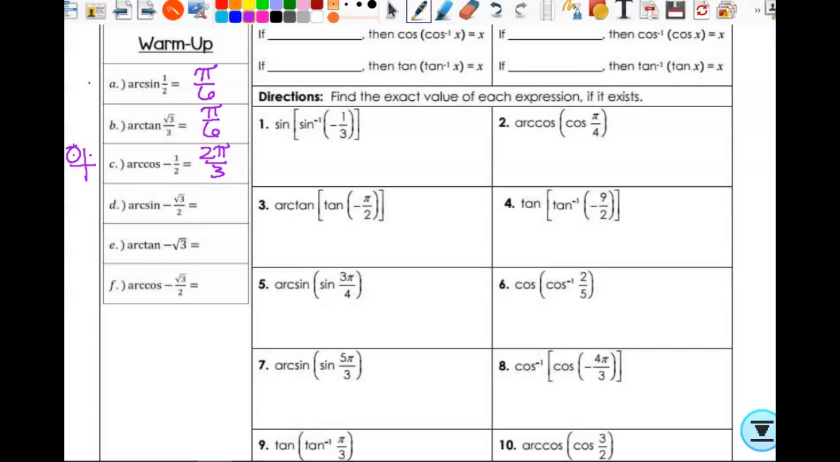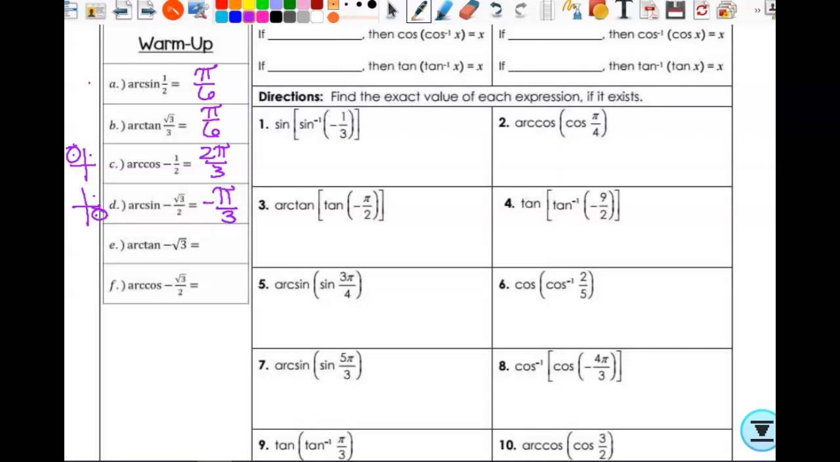Arcsine of negative square root of 3/2. Okay, my sine angles get to come from which quadrants? First and fourth. This is negative, so it's coming from the fourth. What is the reference angle that gives me a sine value of the square root of 3/2? Pi/3. So then my answer is what? Negative pi/3. Yes, it's in the fourth quadrant, but it has to be between negative pi/2 and pi/2. So I don't talk about it as 5 pi/3.